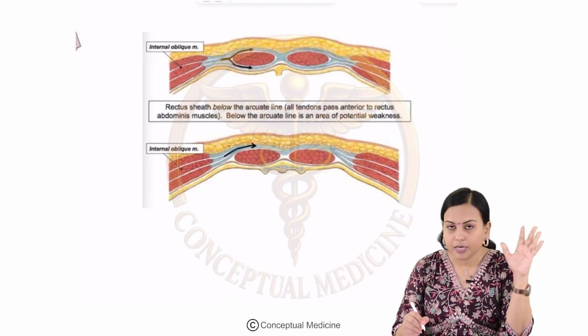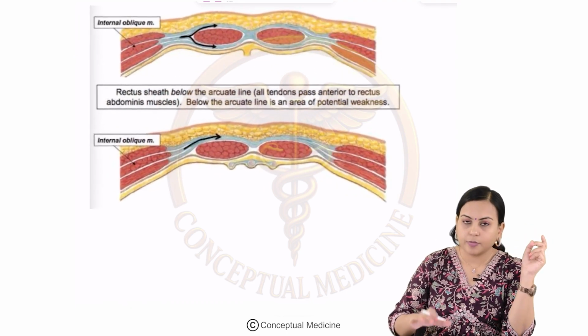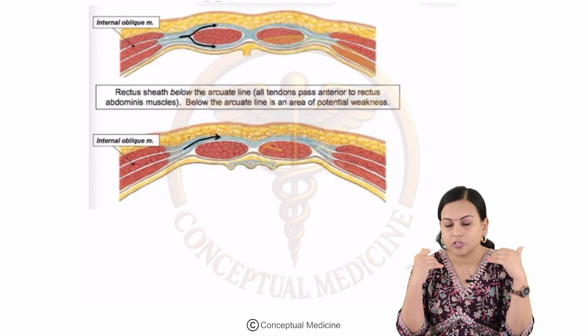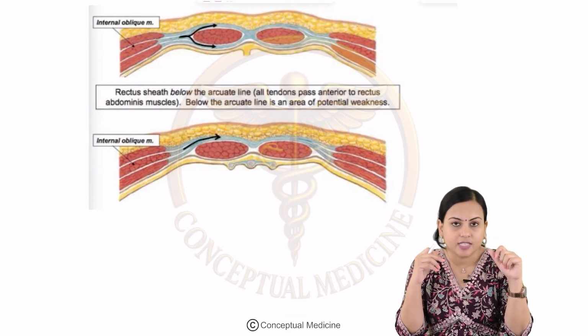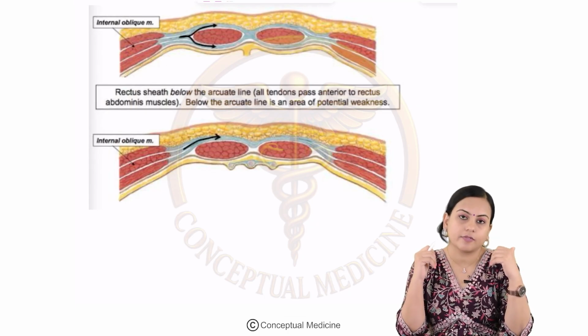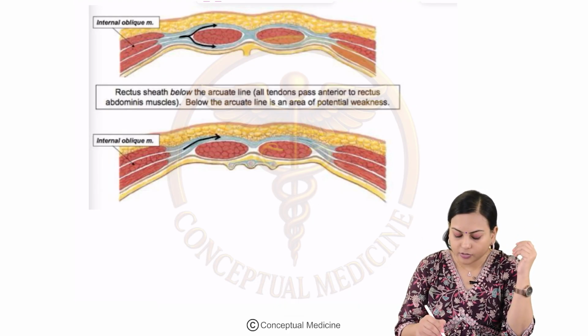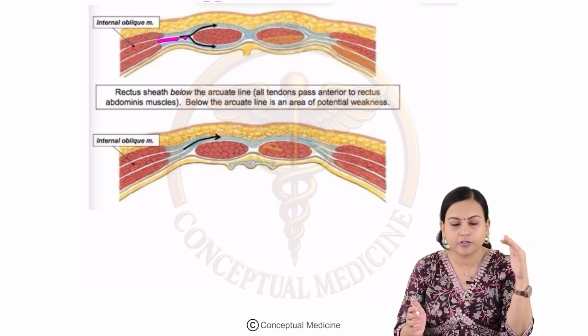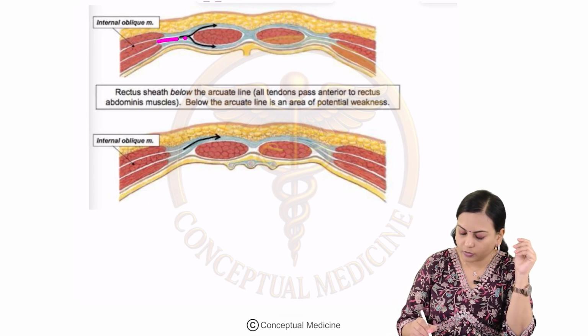But remember, we will be giving most of the incisions in cesarean section below the arcuate line. The arcuate line is a line midway between the pubic symphysis and the umbilicus. The importance is that above the arcuate line, the rectus sheath is going to split: the fascia from the internal oblique muscle splits both above and below the rectus muscle and covers it on both sides. Whereas below the arcuate line, that is not going to happen. Below the arcuate line, all tendons are going to pass anterior to the rectus abdominis muscle.